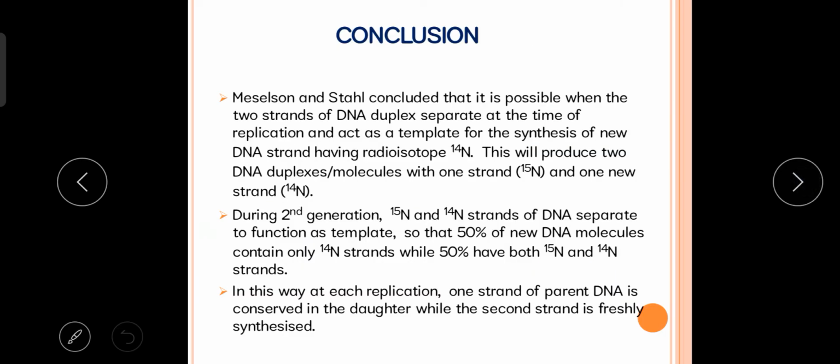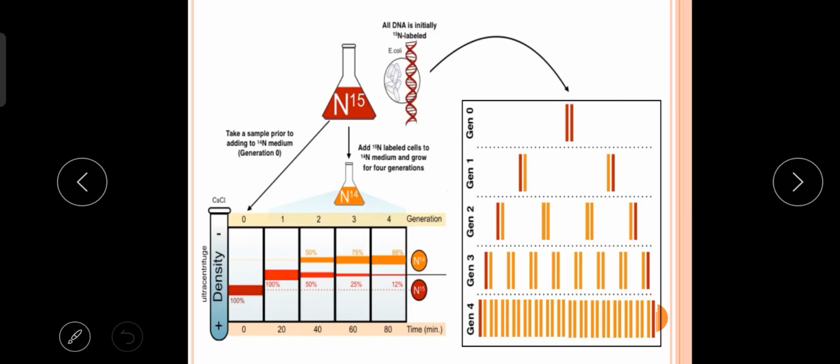Okay. So during the second generation, the 15N and 14N strands of DNA separate to function as templates. Like before, during the second generation, these two are the parents. So again this parent DNA separates and the strands act as template strands where two new DNA strands are formed, and that is why from this DNA two new DNA molecules are formed. Yes, each DNA molecule contains one old strand and one new strand.